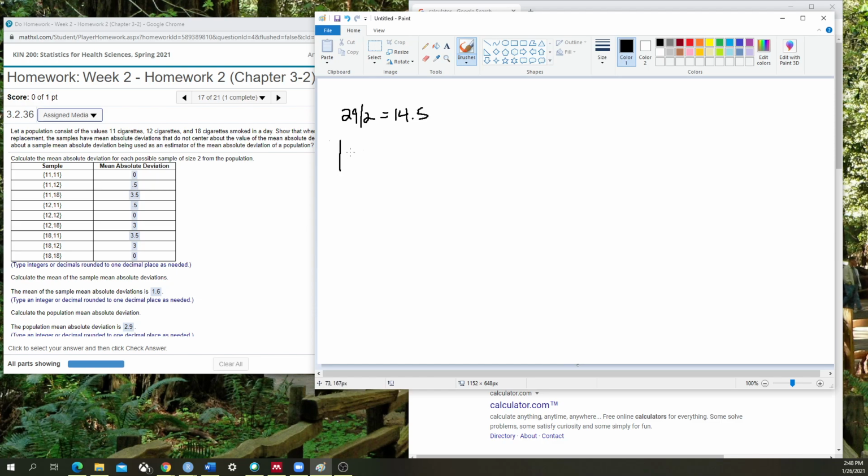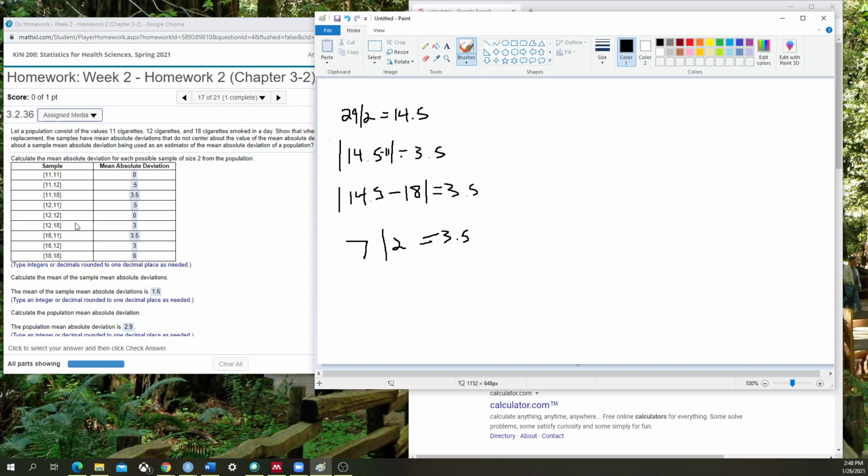And I'm going to take the absolute deviation of 14.5 from the first value, 11, which equals 3.5. Then I'm going to take the absolute deviation from the second value, from 14.5, which also equals 3.5. I'm going to take the mean of these two values. So I already know that. That's going to be 7 divided by 2 equals 3.5. Okay, so it repeats itself a lot.